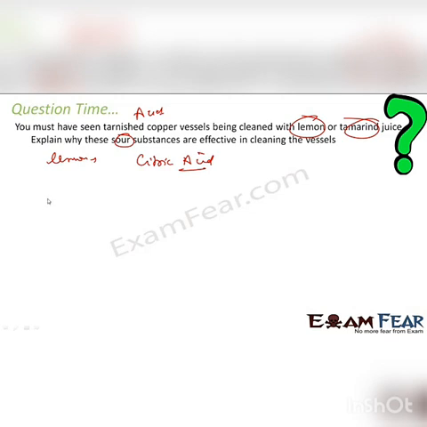Copper actually reacts with carbon dioxide and gets CuCO3. When you heat copper, when you use copper a lot, it becomes CuCO3. This is green in color, right? This green layer is basic, to remove it, what do we use?